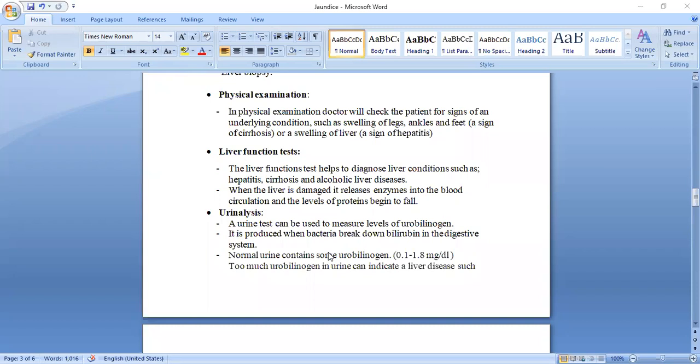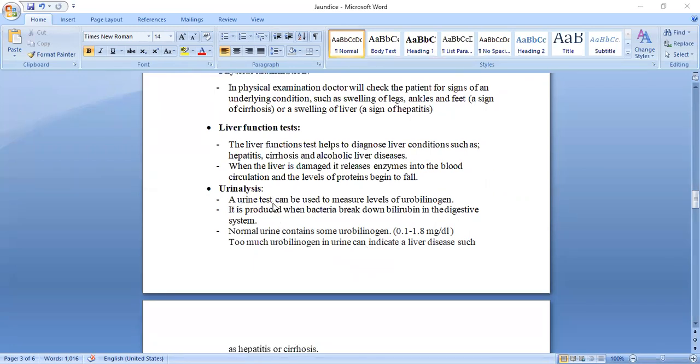Now, urine analysis. What will they find in the urine? First of all, it is yellowish in color, and there is a presence of urobilinogen. Okay, urobilinogen, that is, the bilirubin is present in the urine. That's why the coloration is there. Actually, what is the normal urine content of urobilinogen? 0.1 to 1.8 milligram per dl. If it is high, then there may be chances of liver disease. We can indicate this when we check by urine analysis.